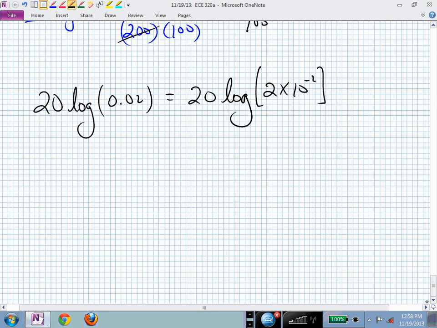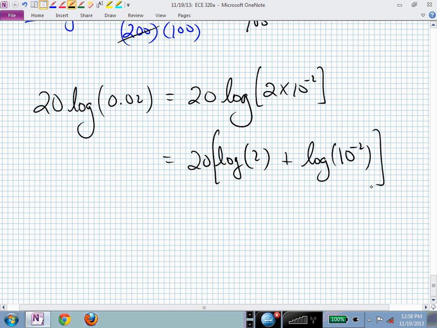Now we have, this is 2 times 10 to the minus 2. This is now the product of 20 times the log of 2. Let me go ahead and factor out that 20, plus log of 10 to the minus 2. And that minus 2 can be pulled out in front, since this can also be written as minus 2 times the log of 10, giving me now 20. Do you remember what the log of 2 was?